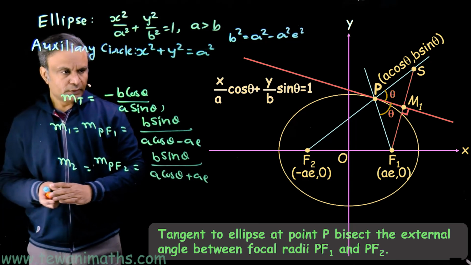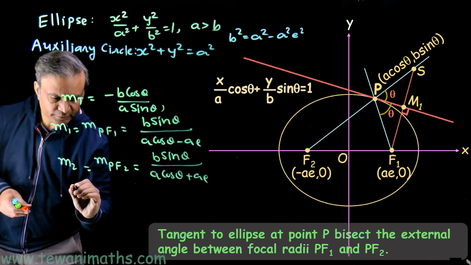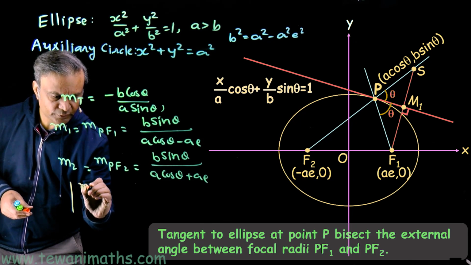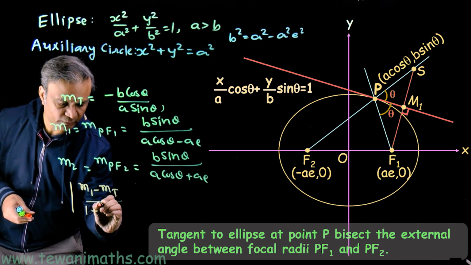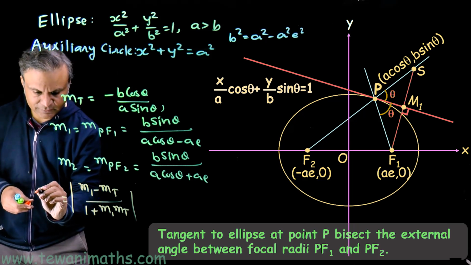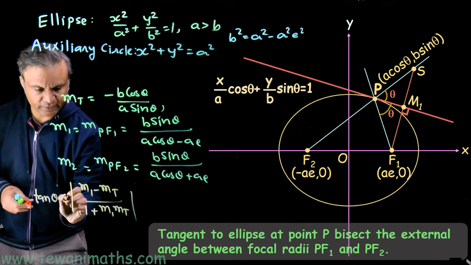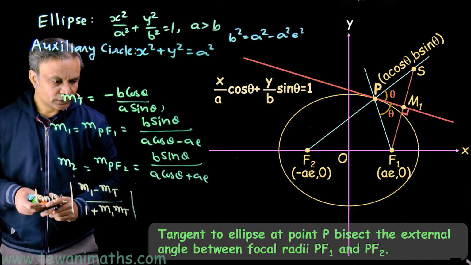Okay, now we will have some calculations. Okay, we can prove that modulus of (m1 minus mt) over (1 plus m1 mt). Okay, this is the tangent of the angle between PF1 and the tangent line.